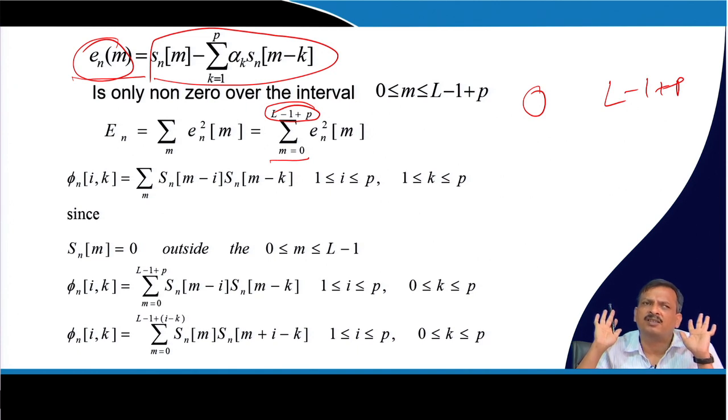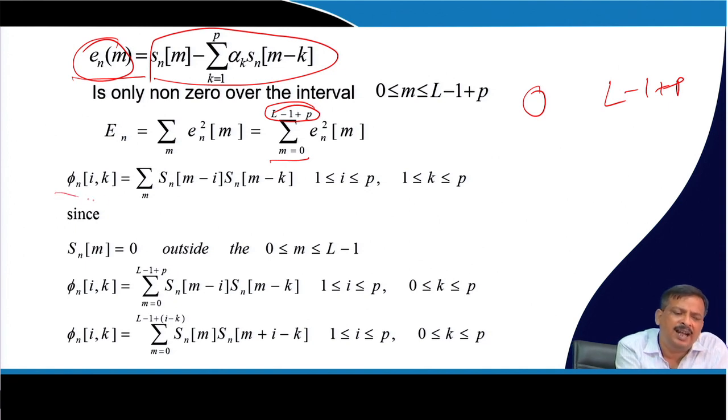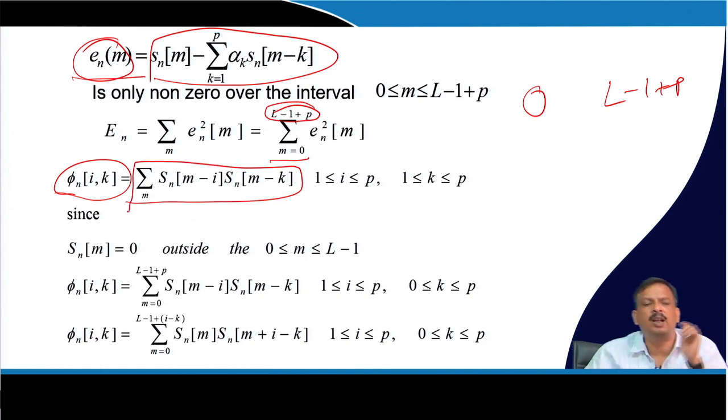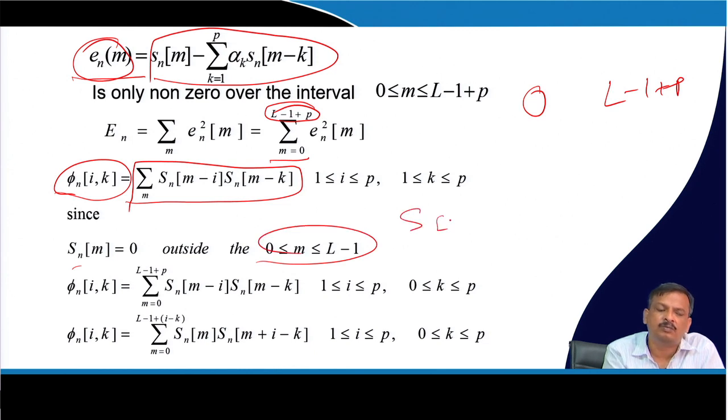Okay, understand? I know that phi ik, which we have already derived, is represented this way, where i varies from 1 to P and k also varies from 1 to P. The signal S_n(m) outside the window of L minus 1 is 0. So the error is contributing only over L minus 1 plus P, m equal to 0 to L minus 1 plus P.